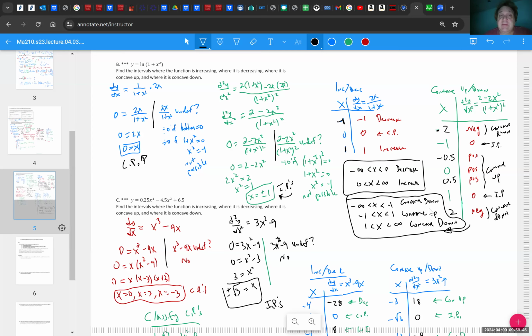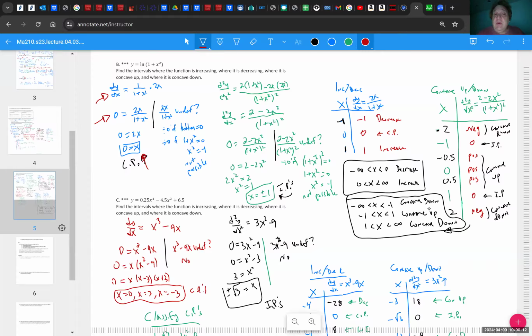Welcome back. Hopefully you gave that a try, and I'll go over what I did. So for example B, I had the natural log graph and I found the derivative. I set it equal to 0 and I tried to find out when it was undefined. So here's my derivative. I set it equal to 0, and I solved the algebra equation. I got x equals 0, so that's definitely a critical point. So x equals 0 is one of my critical points.